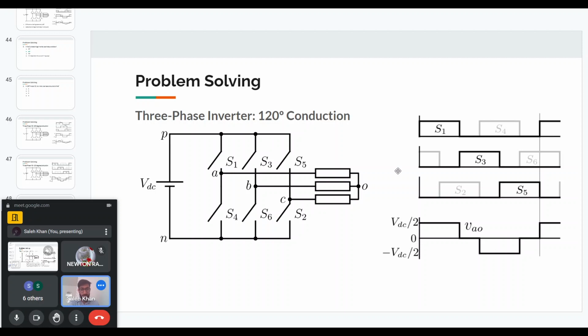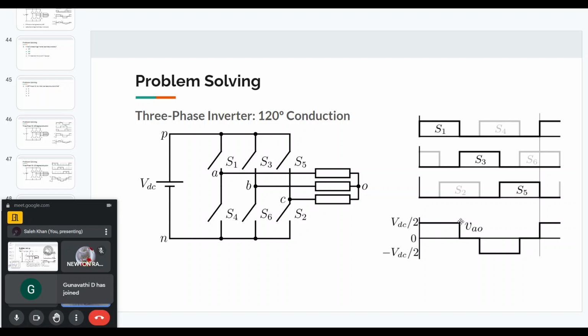So in the first 60-degree interval, S1 and S6 are on. So the voltage across AB will be VDC. And since we are saying that the load is balanced, half the voltage will be across VAO and the other half will be across VOB. So the voltage across VAO will be VDC by 2.